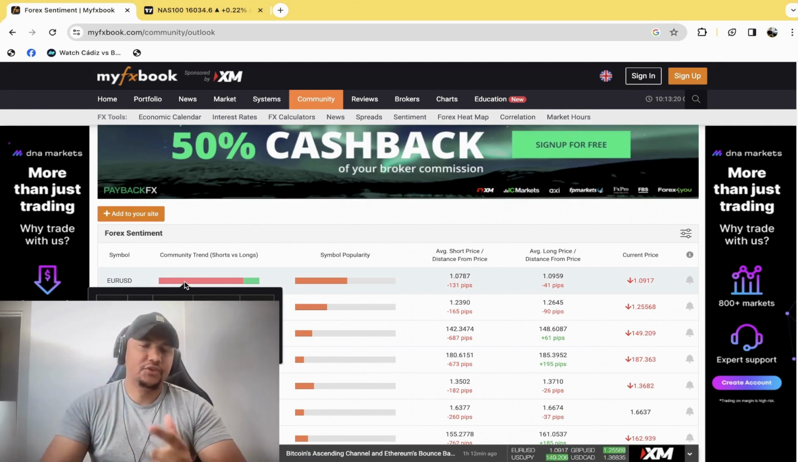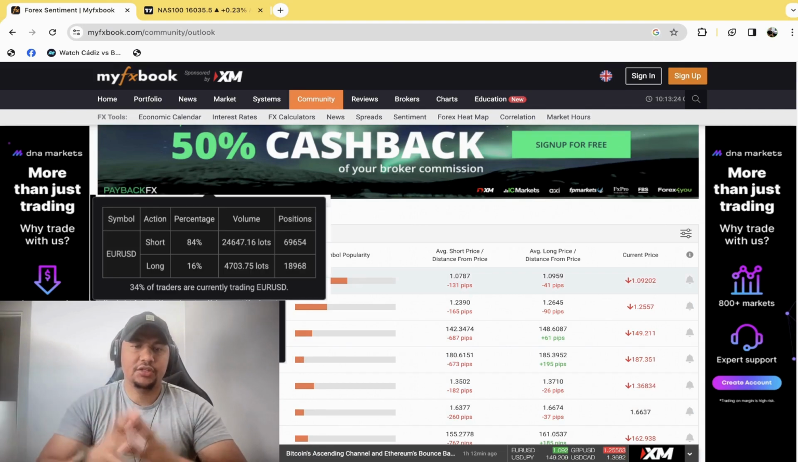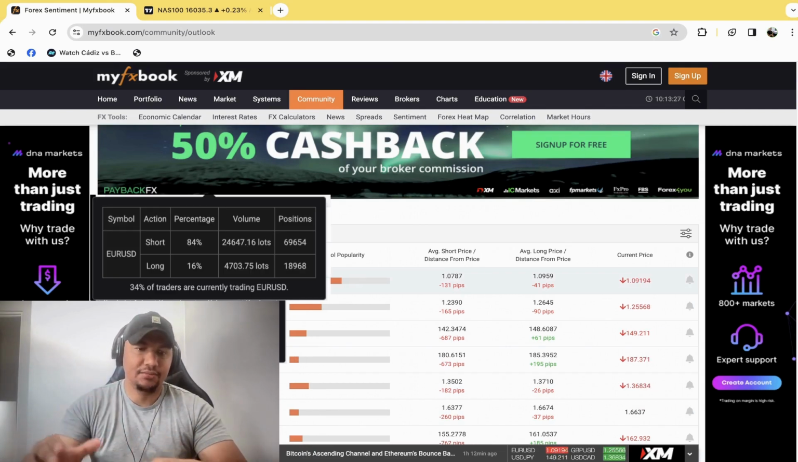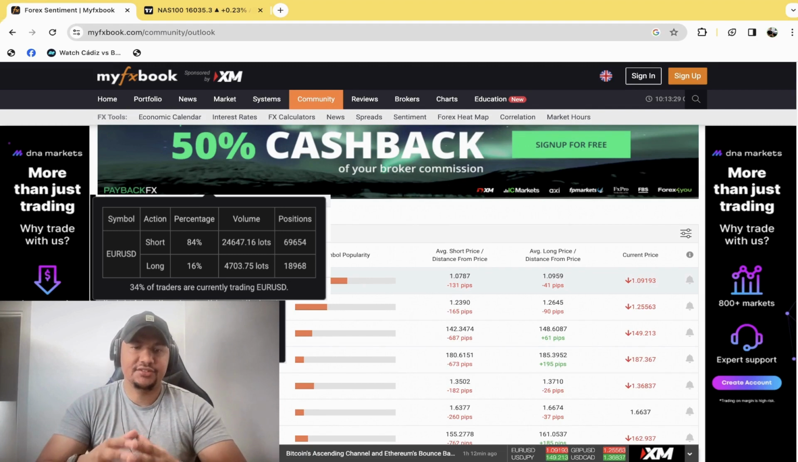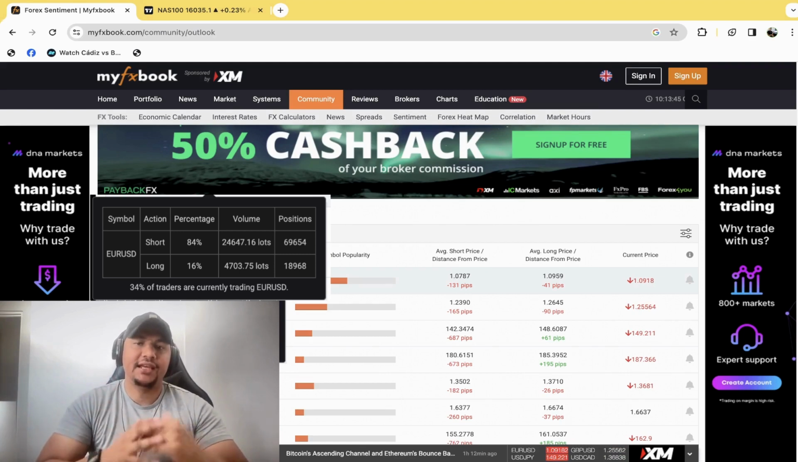Here, for instance, it's very easy to read. If you put your mouse over the currency that you want to look at, say Euro USD, you can see that it says symbol, action, percentage, and those are the only things that we actually care about. The symbol is, in this case, Euro USD. The action is short and long. Now if you looked at the COT report that I told you guys about in the previous video, you'd have realized it also says short and long. In the market, short means to sell and long means to buy.